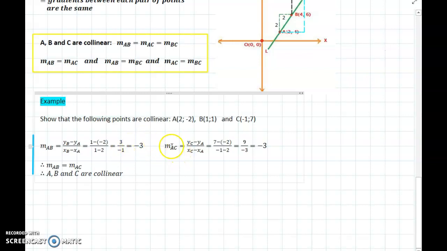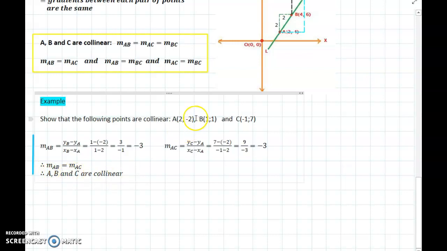Then I've worked out the gradient of AC. If I use those 2 points there, I'm taking A and C now. So I will say 7 minus minus 2, and negative 1 minus 2. So 7 minus minus 2 is 7 plus 2, which gives me 9. Negative 1 minus 2 gives me negative 3. And 9 divided by negative 3 is negative 3. Therefore, I can say the gradient of AB is equal to the gradient of AC. And therefore, A, B, and C are collinear.